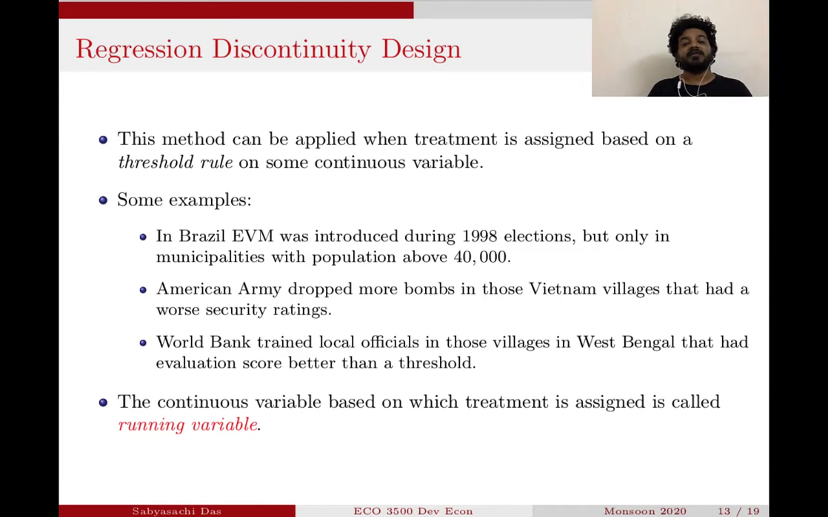So for example, in Brazil, the EVM machines, the electronic voting machines, during elections were introduced for the first time in 1998. Now, not all areas got EVM machines at the same time. The election commission in Brazil had this rule that a municipality will be under EVM if its population is bigger than 40,000. If its population is below 40,000, it will not get EVM in the 1998 election. It will be under the usual paper ballot. And in the next election, 4 years down the line in 2002, the rest of the municipalities will be covered under EVM. So in 2002, 100% will get EVM. But in 1998, only a subset will get EVM.